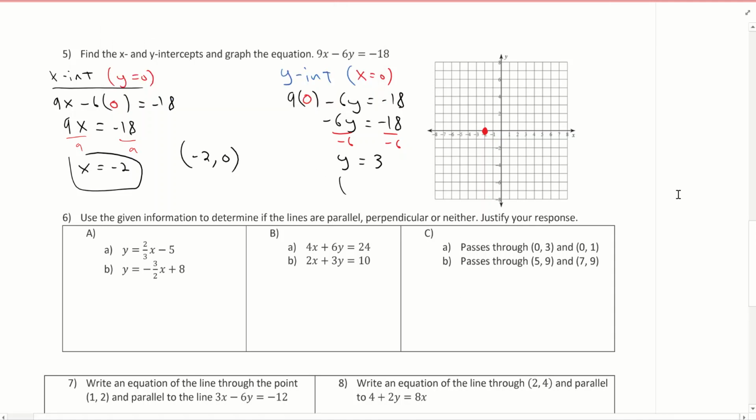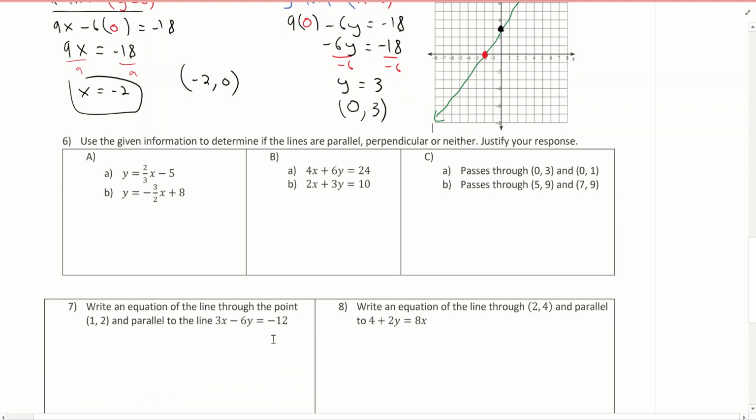So we have a coordinate point where the x coordinate was 0, and the y coordinate is 3. So we have this point (0, 3), which is right there. And once we have those 2 points, we can just graph the line by connecting the points with a straight line, and that's the graph. All right.